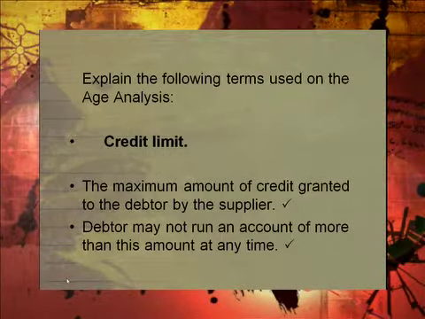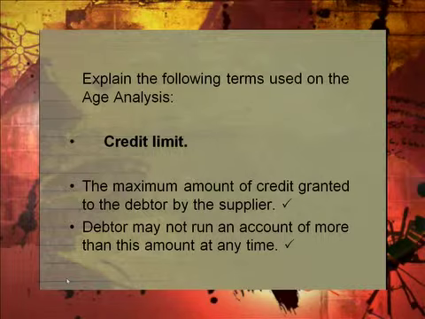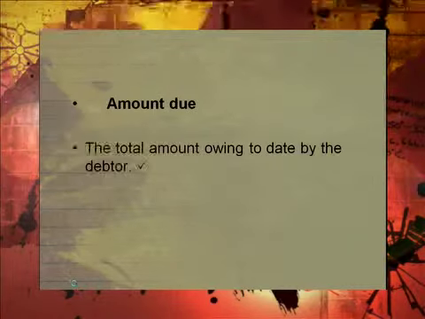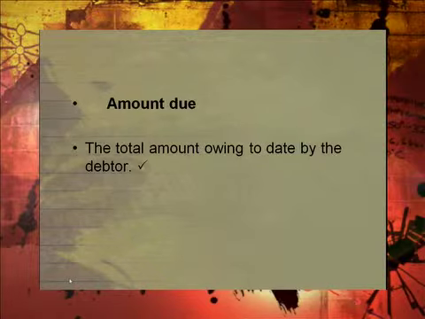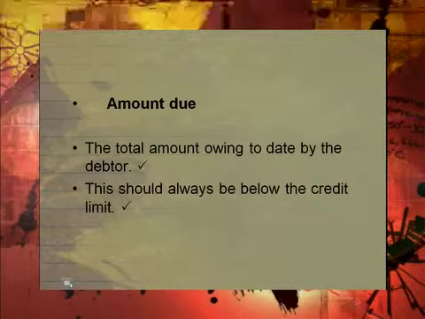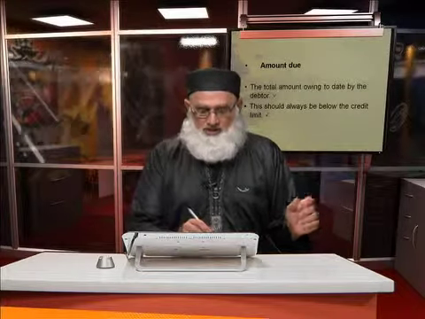A debtor may not run an account of more than this at any time. I've explained this to you already. The amount due, what does it tell you? It tells you that this is the total amount on that date that the debtor owes you. It should always be below the credit limit that we've alluded to earlier on.